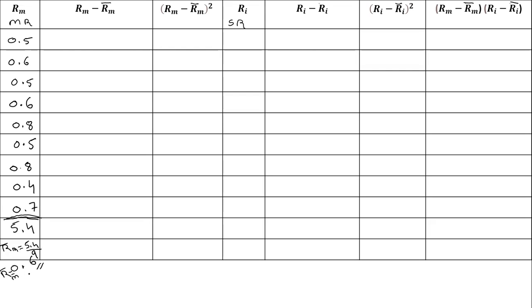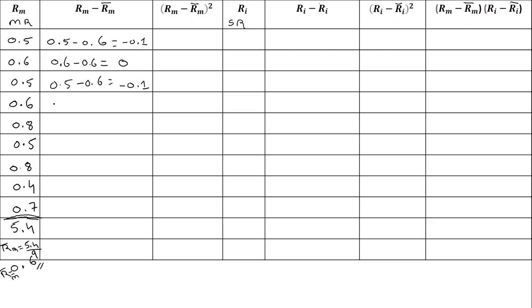So R bar M is equal to 0.6. Now in the second column, we have to calculate Rm minus R bar M. So we know Rm, that is 0.5, minus R bar M, that is 0.6. So we will get minus 0.1. Same thing we will do for the second value. So 0.6 minus 0.6 is equal to 0. Next again 0.5 minus 0.6, again minus 0.1.